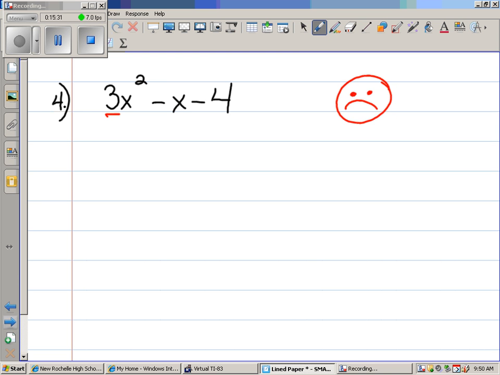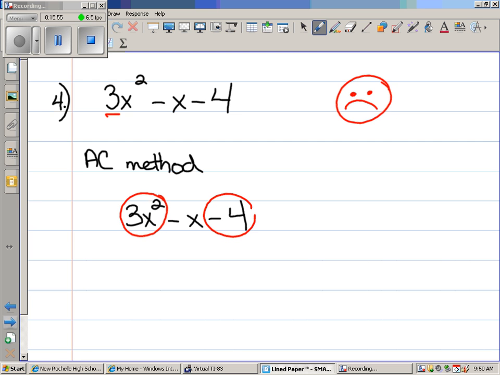Okay, here's the steps. This is going to be called the AC method. It can be used for every single type of factoring problem that has 3 terms or higher. Here's what we do. Take the original one. Take the first term and the last term and multiply them together. Sometimes it's also called the barbell method because the first step looks like a barbell.